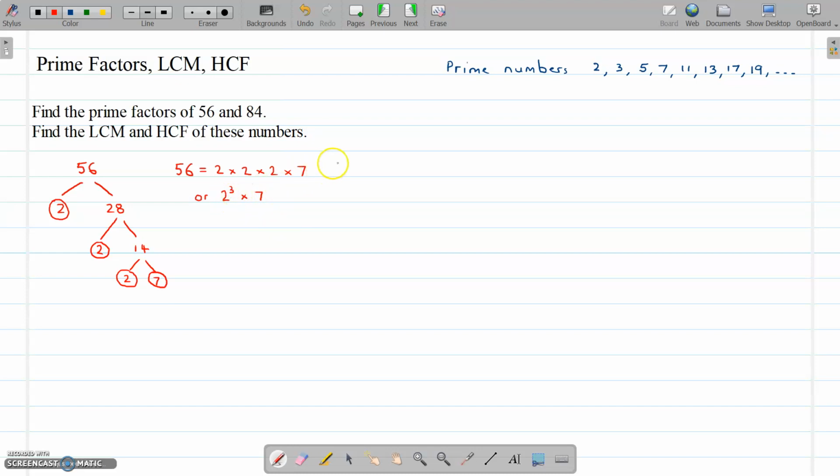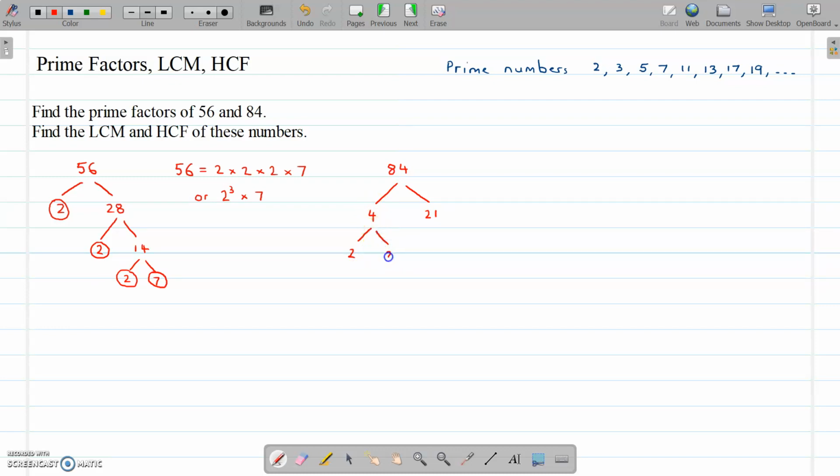Now we can do a similar thing for 84. I'll do that over here, starting off with 84. Well, let's do something different this time. Let's start instead with 4 and 21. We could have started with 2 and 42, but just to show it will work however we start, as long as we get 2 factors.